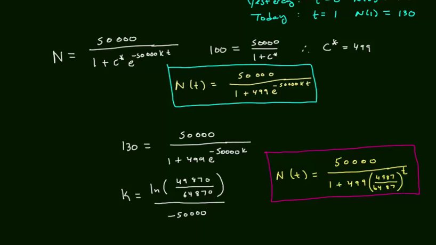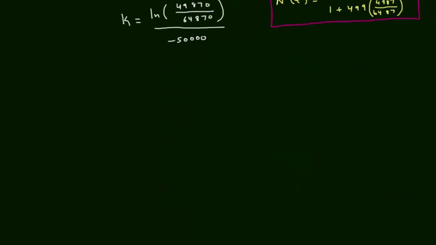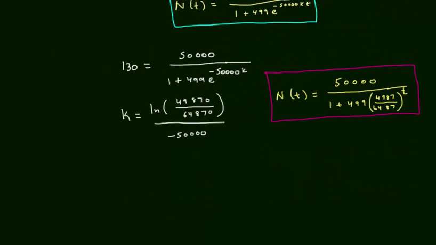When we solve the answer to the question, they want to know how many people will be infected 7 days from now. We just have to be careful. 7 days from now is t equals 8 because now was 1. So N at 8 can be expressed like that.